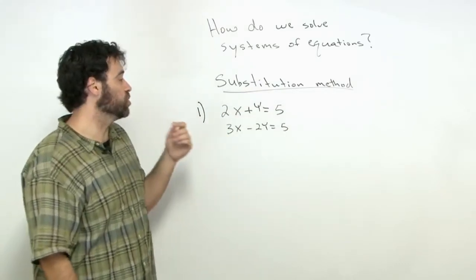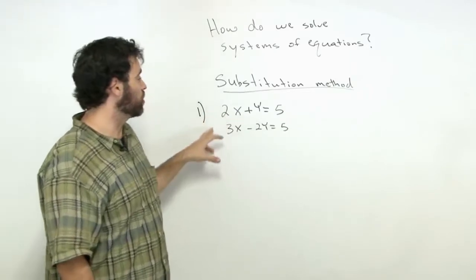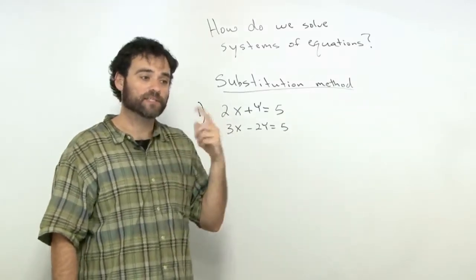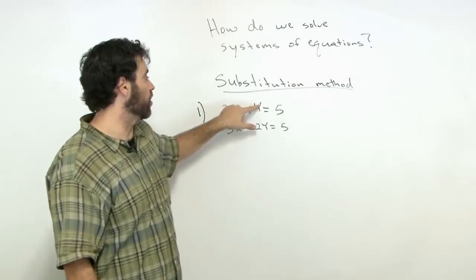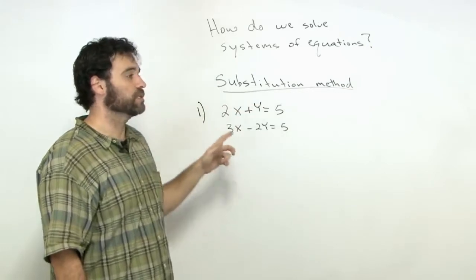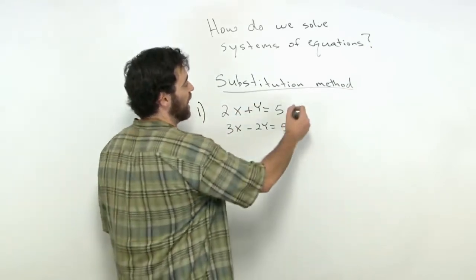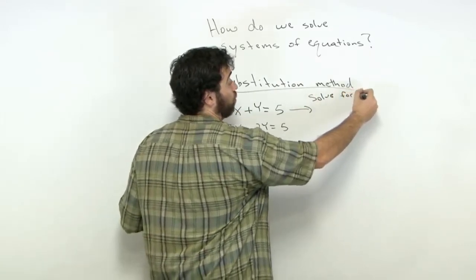Since we're using the substitution method, what you want to do is look at our two equations, and ask yourself, which one of these equations could I pick and isolate a variable? Which one of these two could I pick and isolate a variable? I look at these, and which one's easier to pick? It's the top one, and I'm going to solve for y.